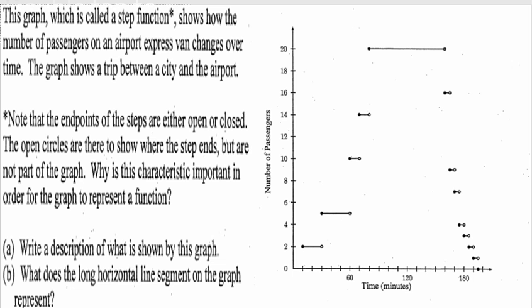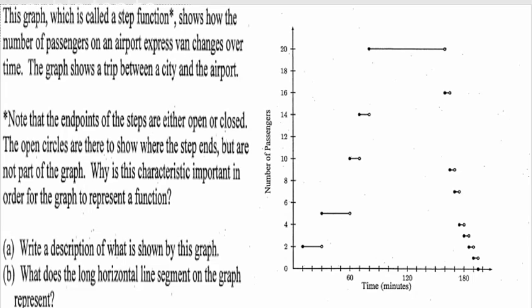Okay, this is the graph, and it's about the number of passengers being transported over time between the city and to the airport. On the graph, you can see that some of the steps have a closed end and open end. And the question is, why is this characteristic important in order for the graph to represent a function?